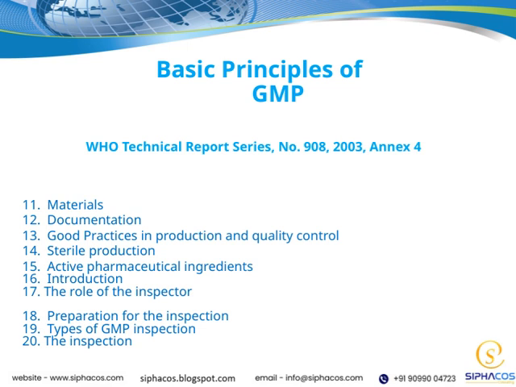Ensuring the quality of raw materials is fundamental because it directly impacts the safety and efficacy of the final product. Next, documentation is crucial. It provides a clear, traceable record of every step in the manufacturing process, which is essential for accountability and compliance. Moving on, good practices in production and quality control help us maintain consistent quality and meet regulatory standards.